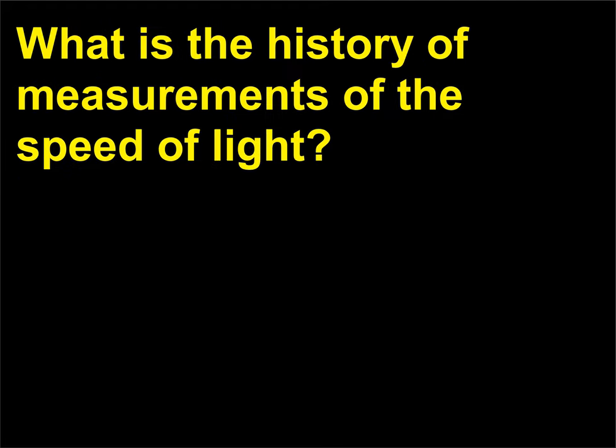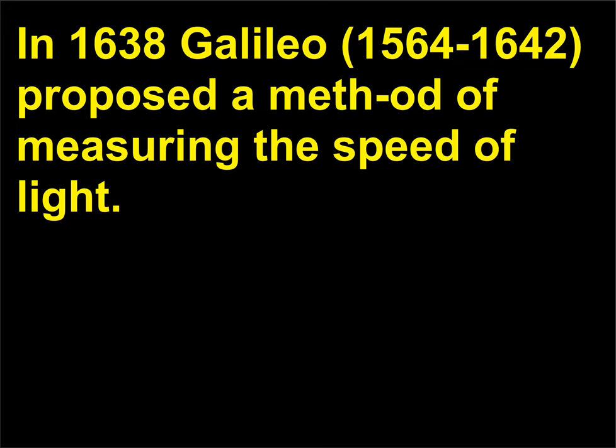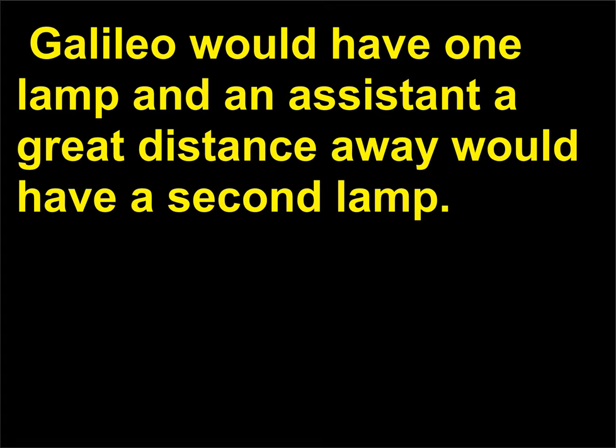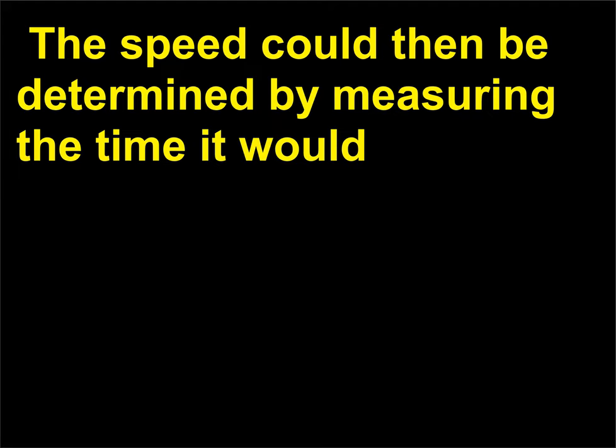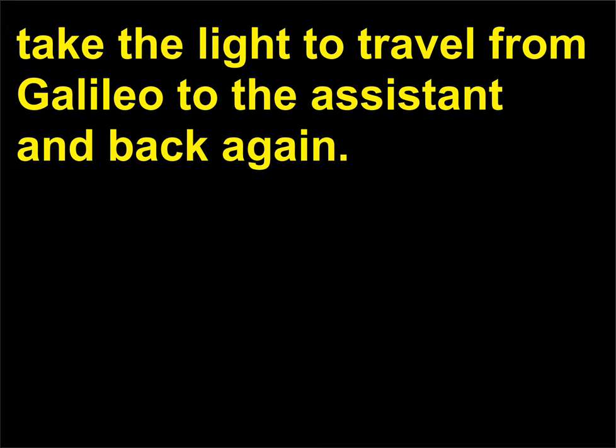What is the history of measurements of the speed of light? In 1638, Galileo (1564-1642) proposed a method of measuring the speed of light. Galileo would have one lamp and an assistant a great distance away would have a second lamp. The assistant was to uncover his lamp immediately when he saw Galileo uncover his own lamp. The speed could then be determined by measuring the time it would take the light to travel from Galileo to the assistant and back again.